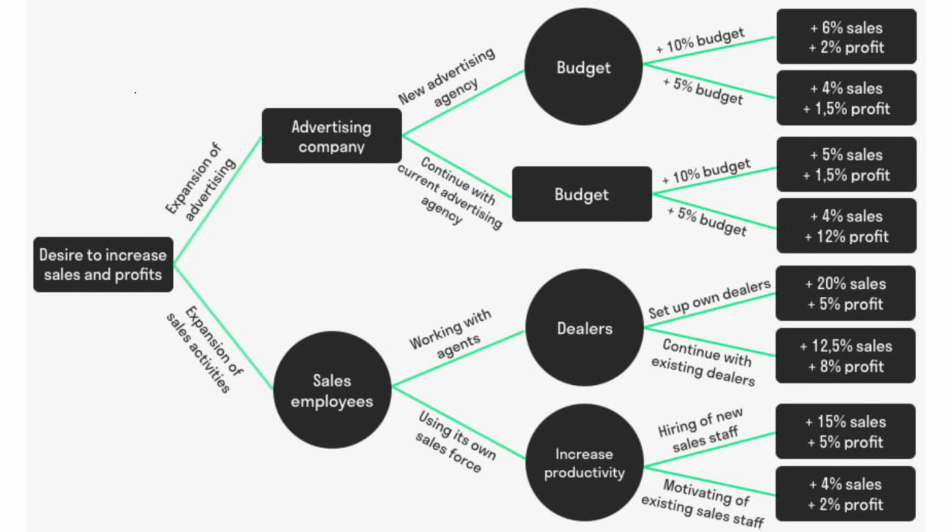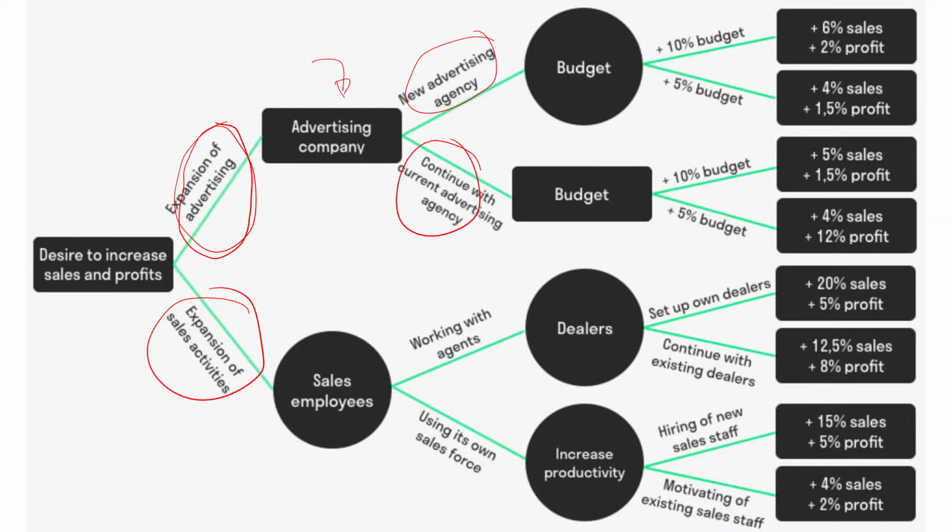For instance, this one: desire to increase sales and profit. You might want to expand your advertising, or you want to expand your sales activities. If you expand advertising, you might reach out to an advertising company. You might go for a new advertising agency or continue with your current one. If you go with a new one, the uncertainty is the budget. Since this is a new advertising agency, you are not yet quite sure about the budget.